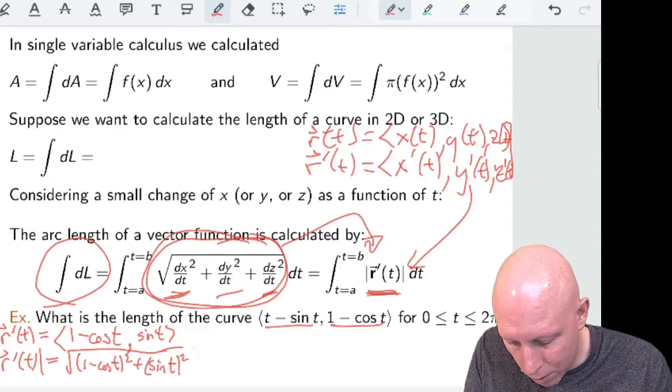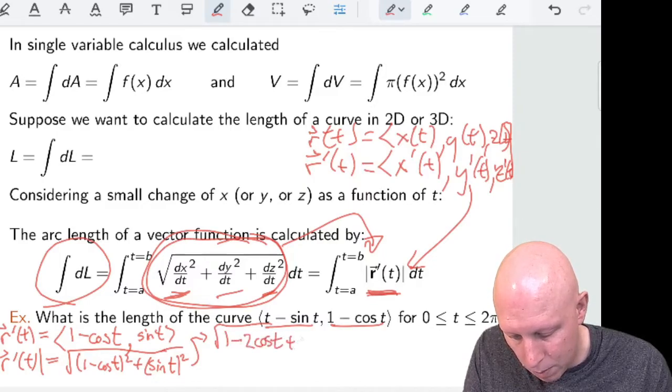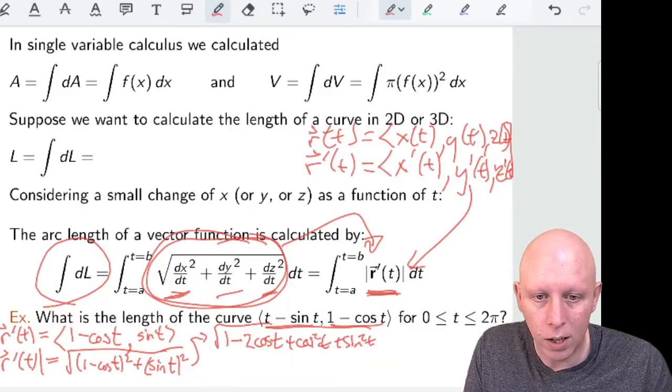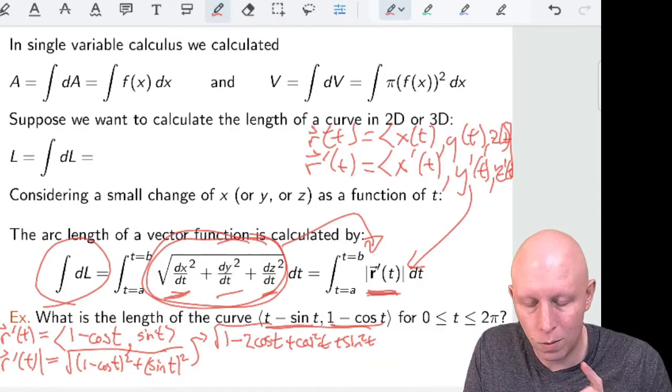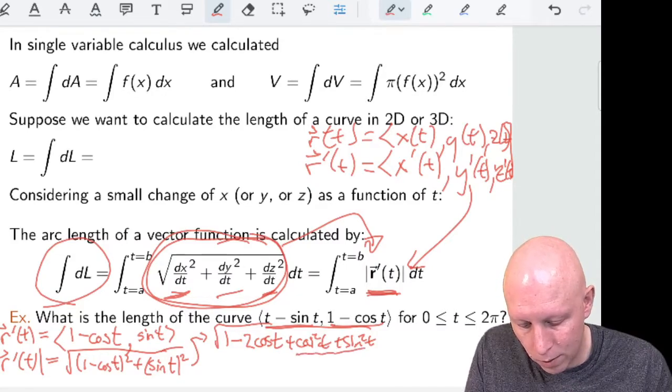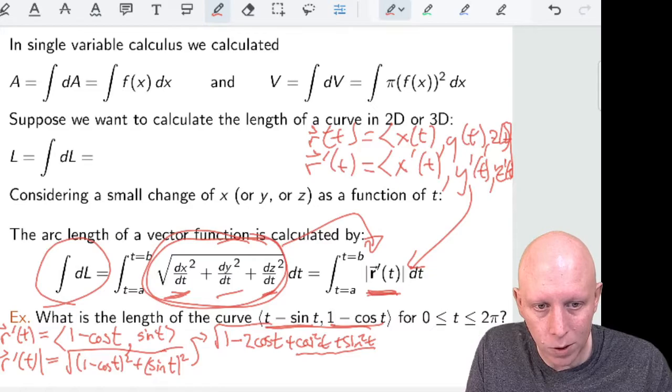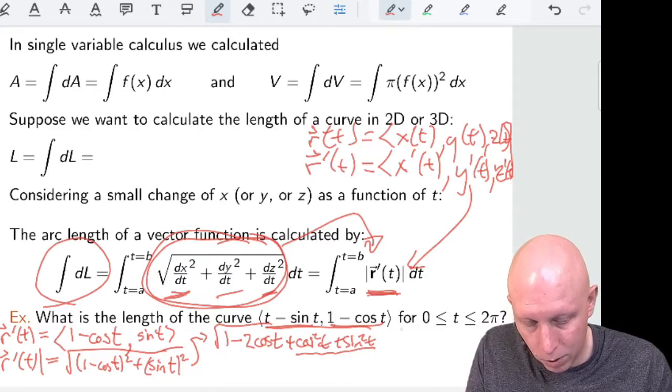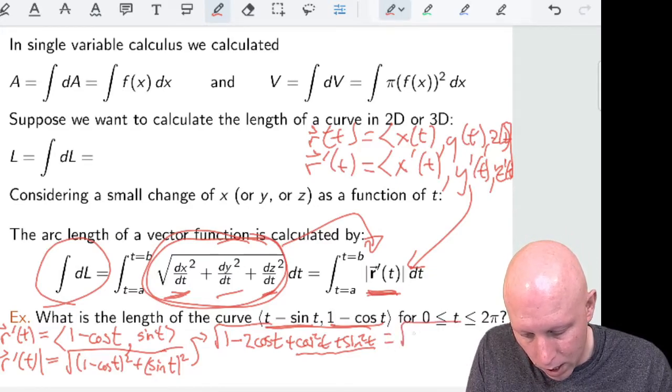Okay, so now we'll expand. What do we get? The square root of 1 minus 2 cosine of t plus cosine squared of t plus sine squared of t. And now if you look at this, you're starting to say, oh, I think we can simplify, because cosine squared of t plus sine squared of t is equal to 1. So what do we get? We get the square root of 2 minus 2 cosine of t.